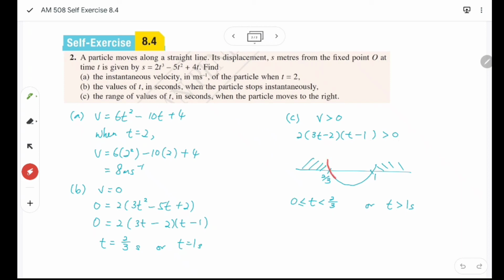Then I will have a quadratic graph with respect to t. And then we want the function greater than 0. So we want the part that is above the t-axis, which is the t from 0 to 2 over 3. You must be curious, why do we start with 0? Because t is about the time, right? So we always start with 0. So t must be less than 2 over 3 as in the graph here, or t greater than 1.